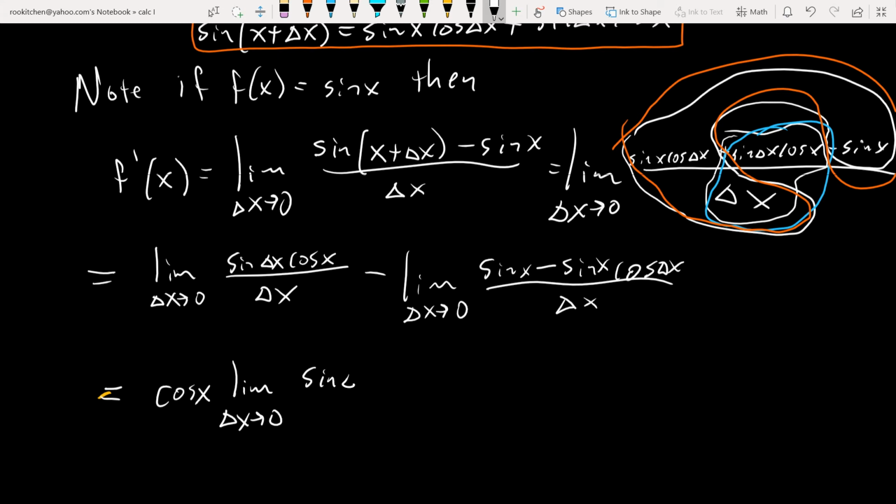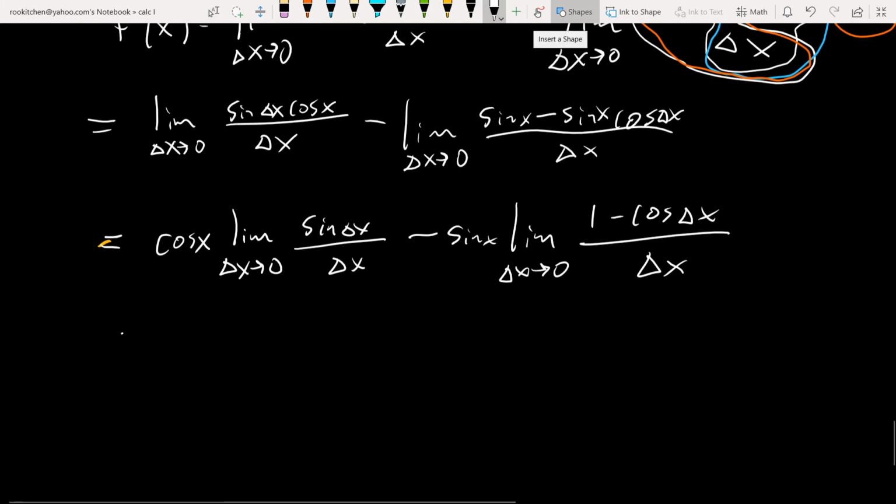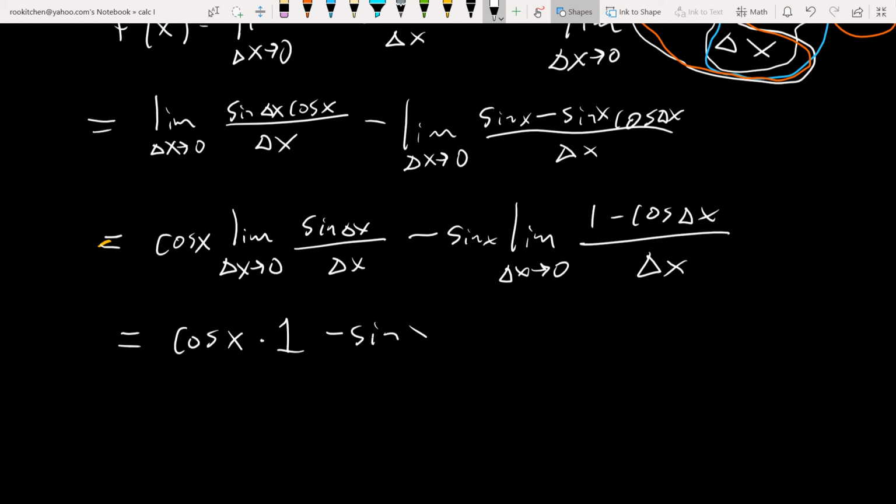Okay, so you get sine change in x over change in x, which of course is 1. Then minus, in the other limit, I'm going to factor out a sine x. So I factor out a sine x, and I have the limit as change in x goes to 0 of 1 minus cosine change in x all over change in x, and that limit is 0, right? So it's cosine of x times 1 minus sine of x times 0, which of course is just cosine x. Okay, that's the derivative of sine of x.